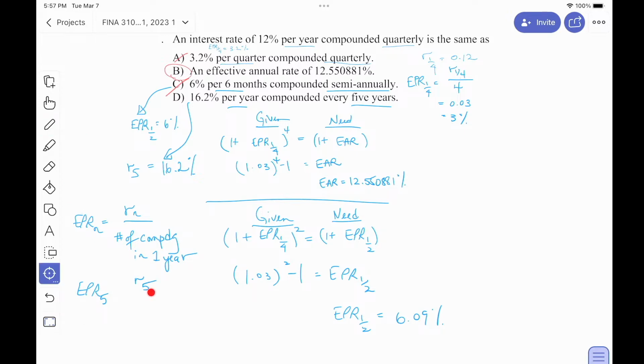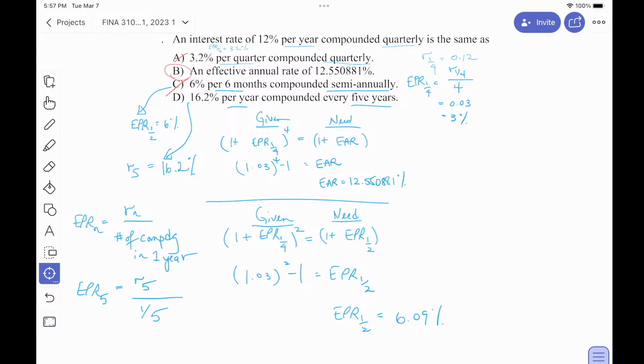This means that it's compounded every 5 years, but I want the simple interest statement of 1 year of that. And then this means the number of compounding periods in a year. Well, 1 year is just 1/5 of the 5-year compounding period. So that's how you would do that.